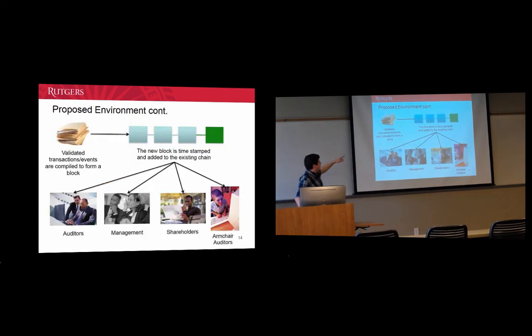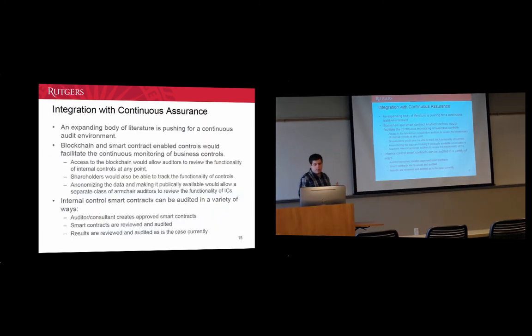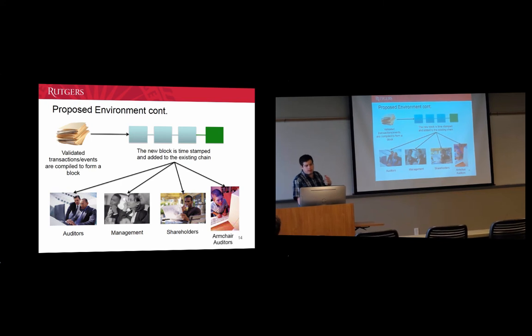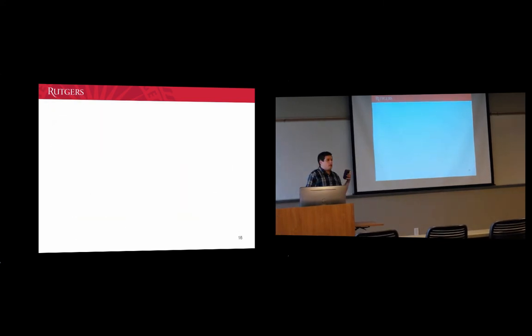Then, once it gets loaded into the block, it's validated, it becomes timestamped, and you can share this information with all the different people. So you've got the auditors, the management, the shareholders, and what are called armchair auditors, which is a concept people hear much about. I make this available to the public, and they can access my data and look through it to do their own scan for fraud. So it gets integrated. Pretty much the idea here is that a blockchain provides a secure sharing mechanism between auditors and the company.